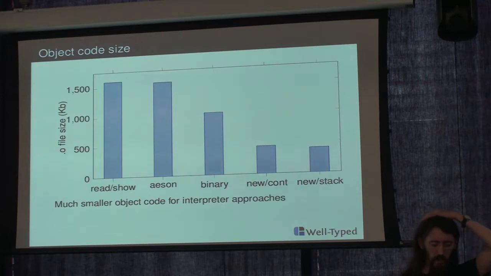Anyway, as a slight side note, with this deep embedding approach, you get much, much smaller object files. This is an example for a very large module with lots and lots of types. Again, this is Cabal package descriptions. The amount of code for derived Read and Show versus Aeson's Template Haskell version, binary, and then these two new implementations. And the object code is much, much smaller, which is nice.